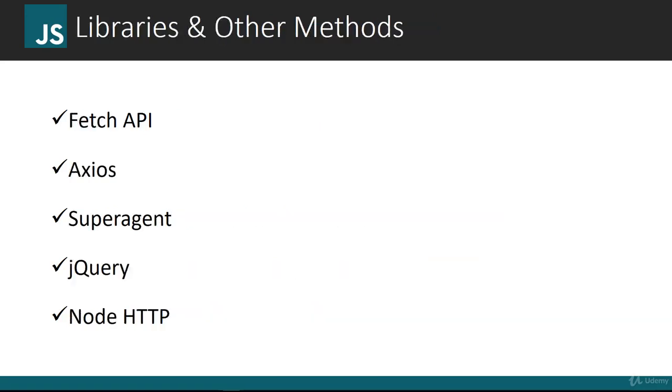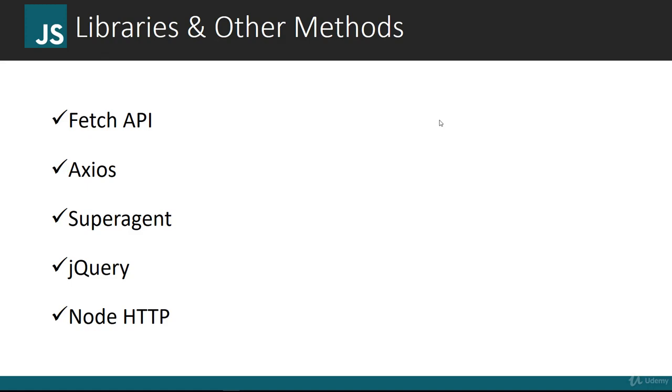Now, there are other libraries and methods to use to make HTTP requests, and the Fetch API is one of them. That's actually part of the browser, part of core JavaScript, so we are going to get into the Fetch API. But then you have external libraries that you can use, like Axios, SuperAgent, of course jQuery, which is a DOM manipulation library, and Node HTTP if you're dealing with Node.js. Now, it's up to you how you want to make your requests. Fetch is what I would suggest because it's part of vanilla JavaScript, and it's a really nice API.